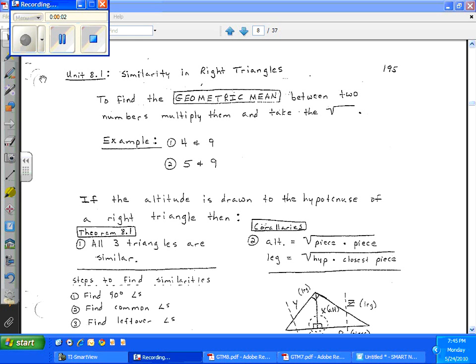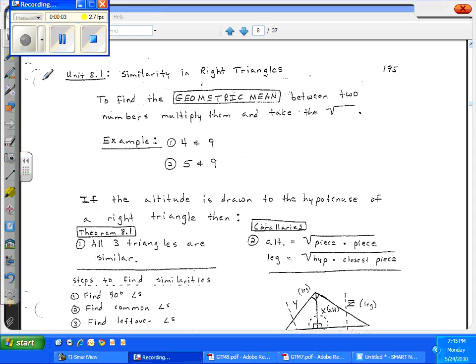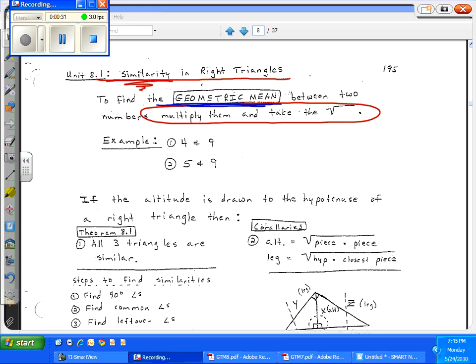Unit 8.1 is similarity in right triangles. Now, when we're thinking similarity, we're thinking same shape, corresponding angles are equal, corresponding sides are in proportion, so we're thinking proportions. Now, it says find the geometric mean. To find the geometric mean between two numbers, you multiply them and take the square root.